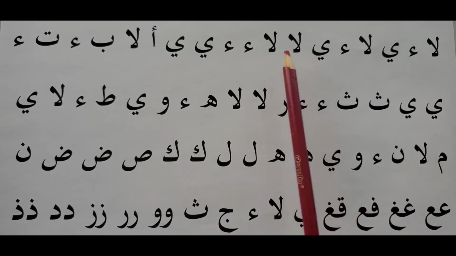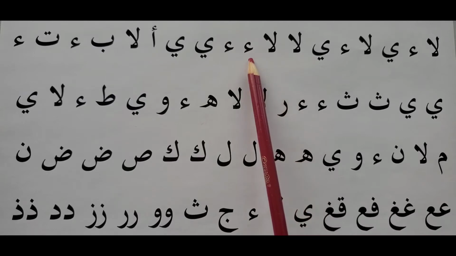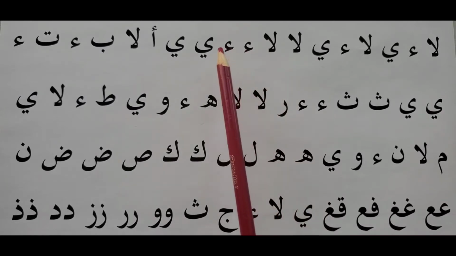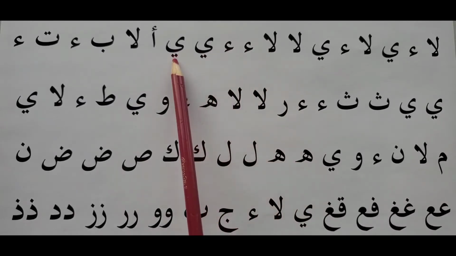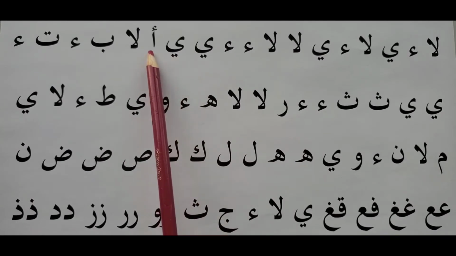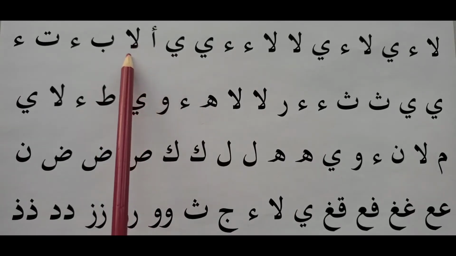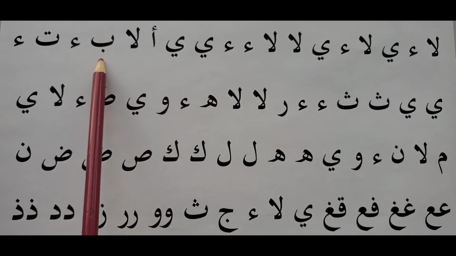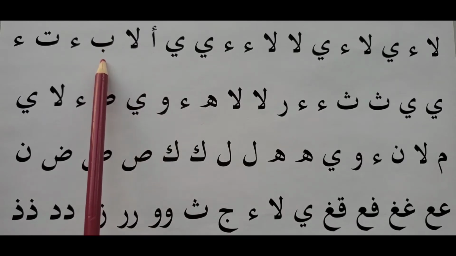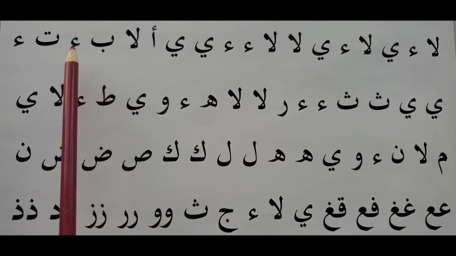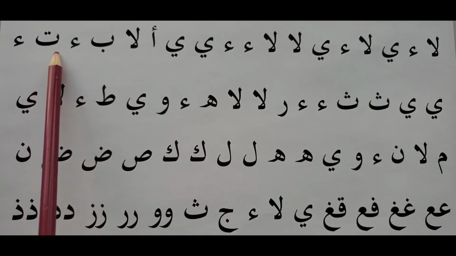Lam, alif, hamza, hamza, ya, ya. This one I'm not going to mention, I'm going to wait for you. Now yeah, this is alif. Then we have lam, alif. I hope you remember this one. Yes, it is ba. Then we have hamza, ta, hamza. Then we have ya, ya.